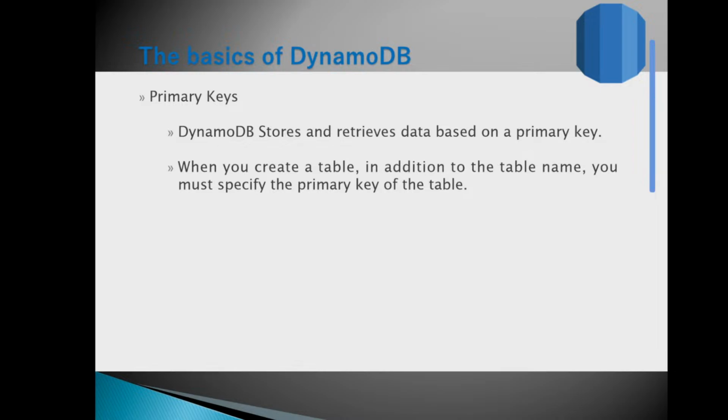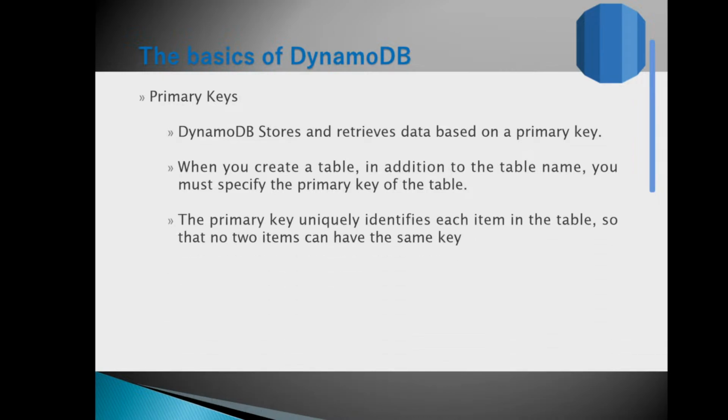When you create a table, in addition to the table name, you must specify the primary key. We have seen that. The primary key uniquely identifies each item in the table so that no two items can have the same primary key. Always remember, in a NoSQL database, the unique value is important, the primary key is important, and it should be unique. No two items can have the same primary key. So there are 2 types of primary keys in DynamoDB. One is the partition key, the other is the composite key, which is a combination of partition key plus sort key.